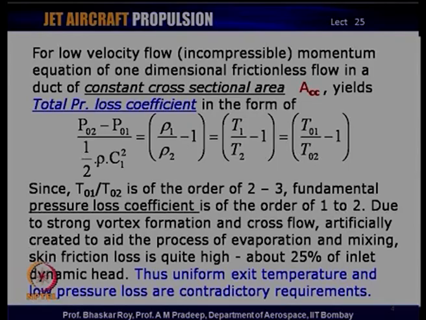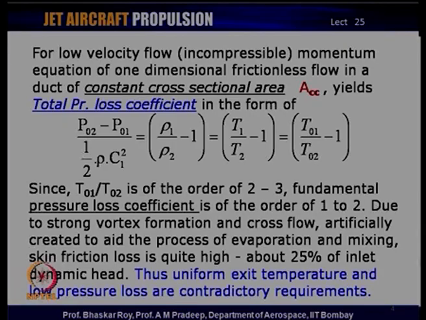Now, this ratio of total temperatures T01 by T02 is normally of the order of 2 to 3. That means that is the amount of temperature by which the temperature is cooled down from the initial temperature of the combustor to the delivery temperature at the turbine inlet face or the compressor delivery face. So, temperature is often brought down by a factor of 2 to 3, and as a result the pressure loss coefficient would be of the order of 1 to 2 correspondingly.